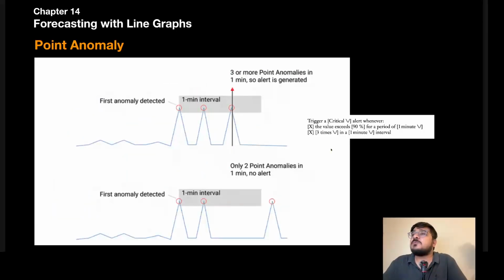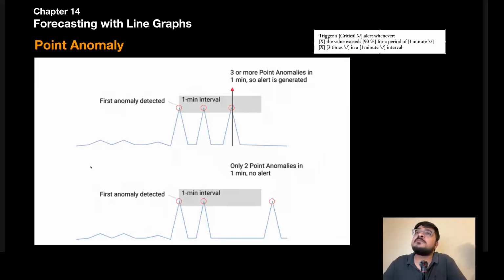Now we can see one more example. Let's see this example where the first anomaly is detected, then in a 1 minute interval there is a second, then there is a third. You can see over here 3 or more point anomalies in 1 minute, so an alert is generated. Now let's see the second one. The first anomaly is detected, then the second, and then it was normal, normal, normal, but after a minute it was detected again. So only 2 point anomalies in 1 minute, so no alert.